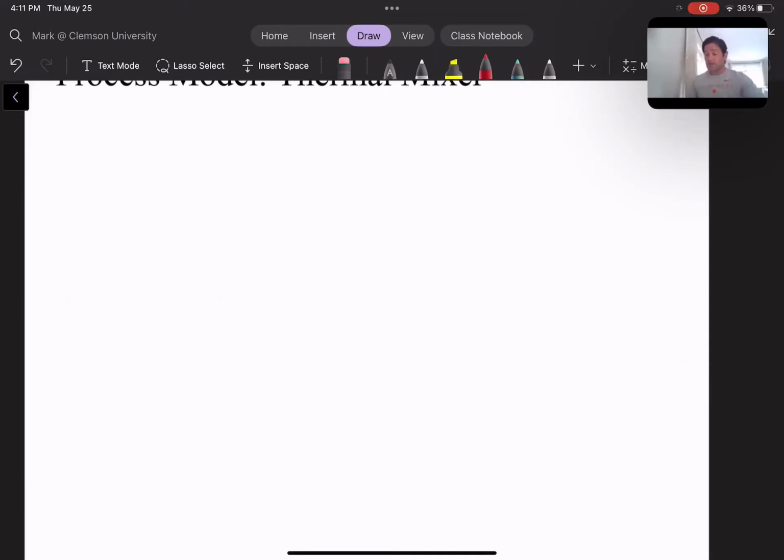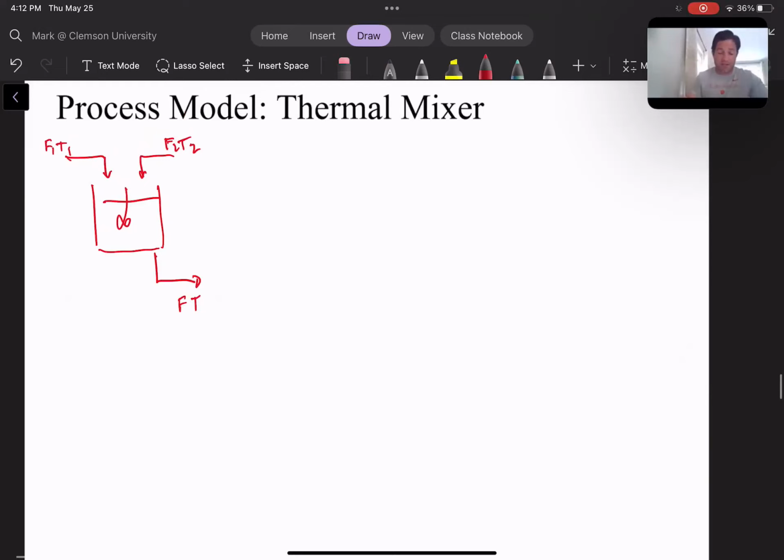Let's look at another process, a thermal mixer. In a thermal mixer, we have two streams that are going to mix together. It's well mixed. So we have F1 T1, F2 T2, and then F T coming out. And so our assumptions here on the thermal mixer are well mixed, constant volume.